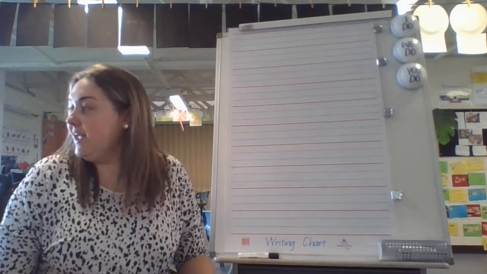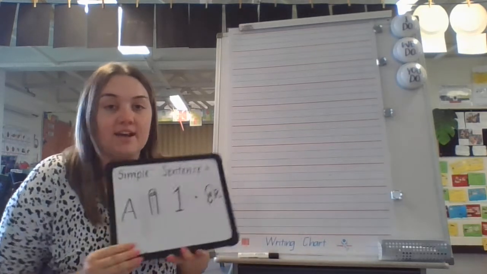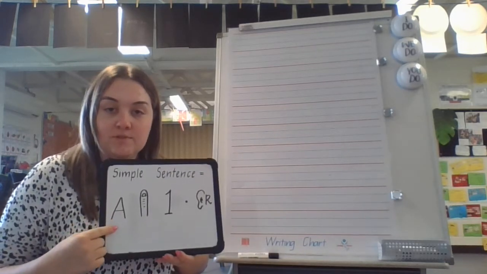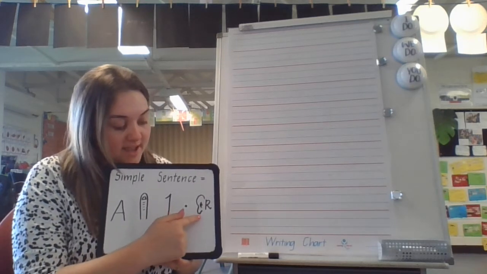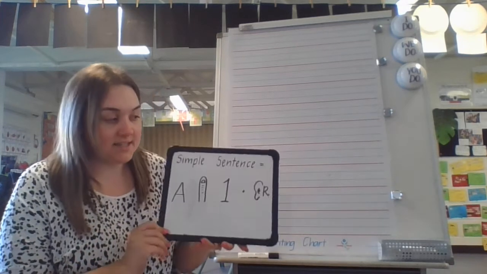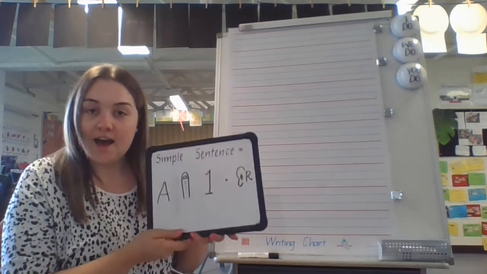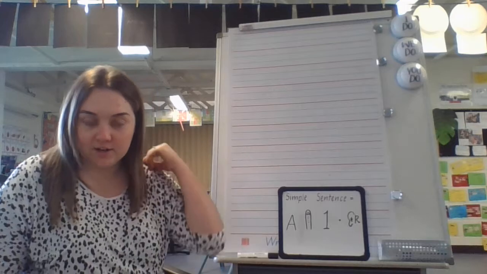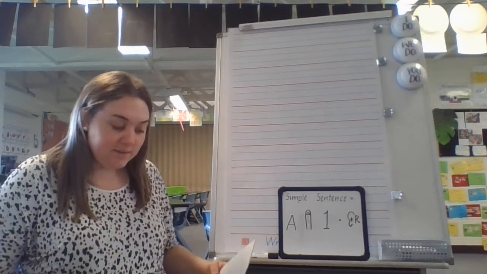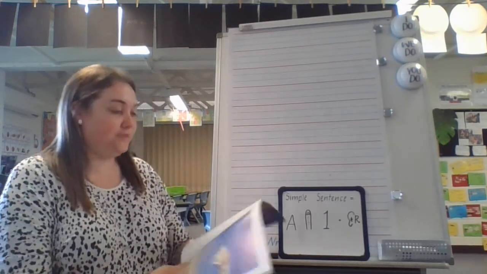So, in our success criteria, it needs a capital, a finger space, one idea, a full stop, and a reread. So a simple sentence contains all of those. I'm going to leave this at the bottom to make sure when I'm writing, I'm doing it correctly. So let's read what Mrs. Andrews just read for you.